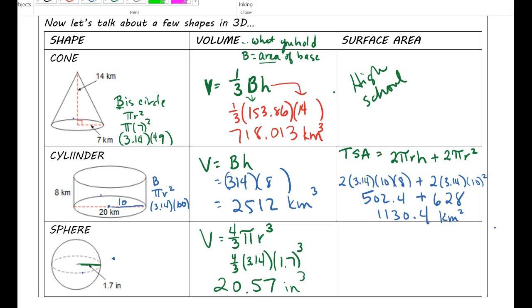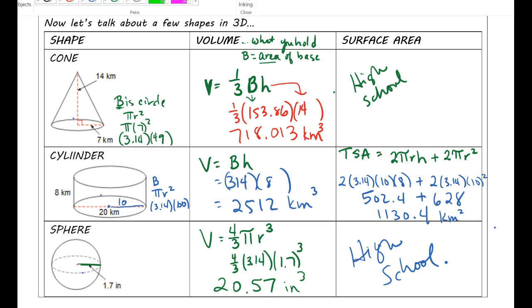So let's do surface area for a sphere. So the formula for that, surface area, you know what? You don't even have to do that. Hey, look out. Okay, that's another thing that's not going to happen until high school. So what I want you to do is to look at your practice problems and see which of those that you can do.